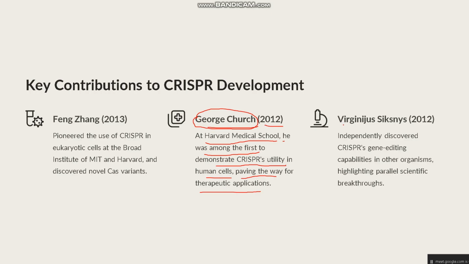And the last one is Virginijus Šikšnys, who in 2012 independently discovered the CRISPR gene editing capabilities in other organisms. That one is in humans and that is in other organisms, highlighting the parallel scientific breakthroughs.